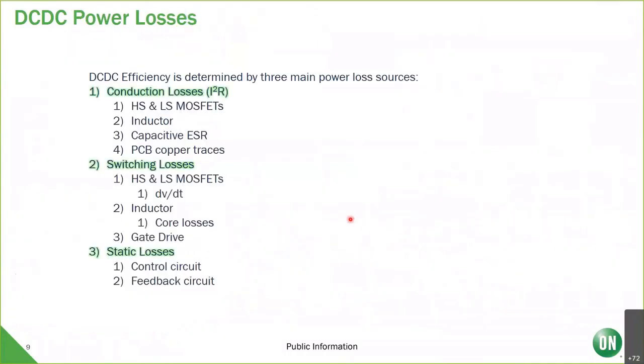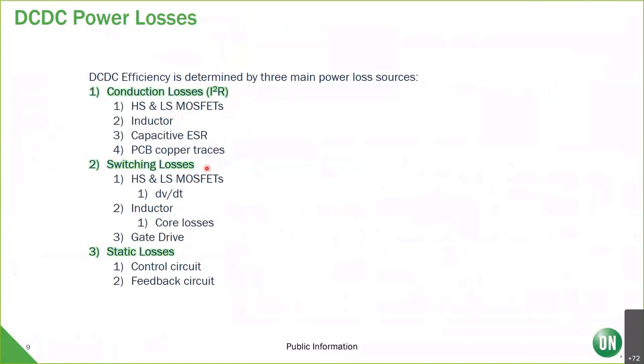Meanwhile, there's typically three sources of power losses for DC to DC conversion: conduction losses, switching, and static. The conduction losses are basically driven by I squared R, which is to say those are DC level conduction losses, whether it's the RDS-ons of the high side and low side FETs, the inductor, the equivalent series resistance of the capacitor, or the PCB traces as well. They all contribute to conduction losses.